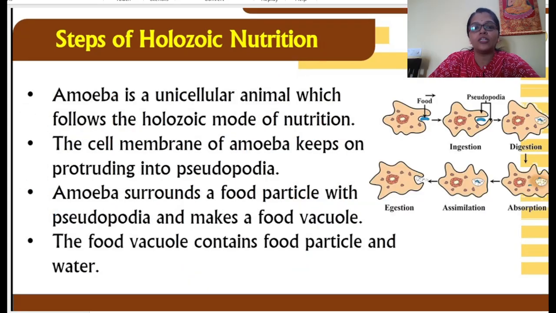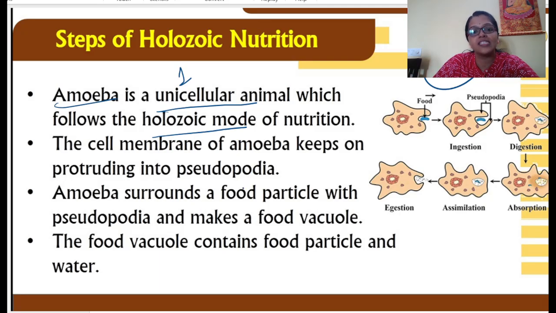Now, a very important 5-mark question which is asked. What are the steps of Holozoic nutrition, using the example of amoeba? It can be asked as explain the nutrition in amoeba, or just the steps of Holozoic nutrition in detail. So what is amoeba? Amoeba is a unicellular organism made up of a single cell. It follows a Holozoic mode of nutrition. Like human beings, it can also digest the food inside the body.